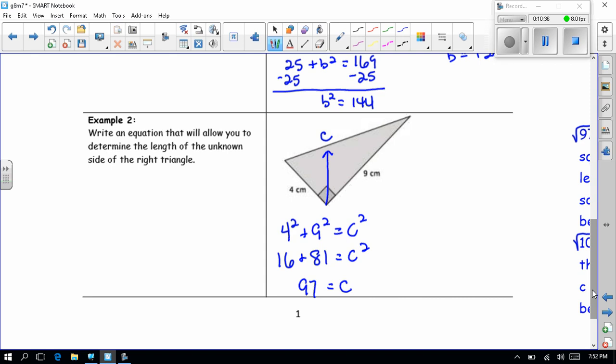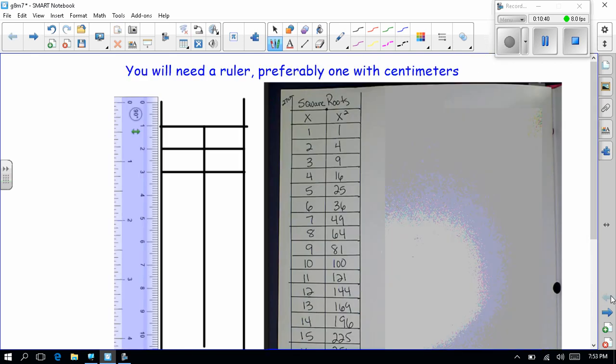97. That's not ringing a bell as a perfect square. Let's look at our square root table. If I'm looking at my square root table for 97 somewhere here, there is no 97. But where would it fall if I were going to add it into this table?